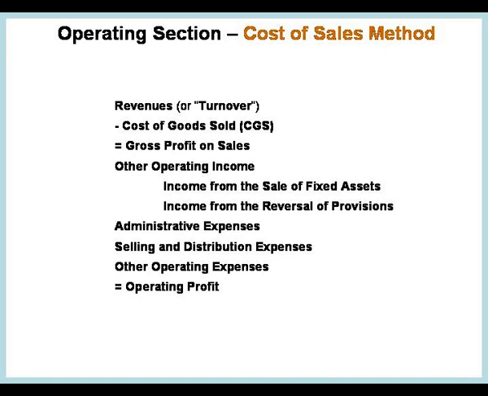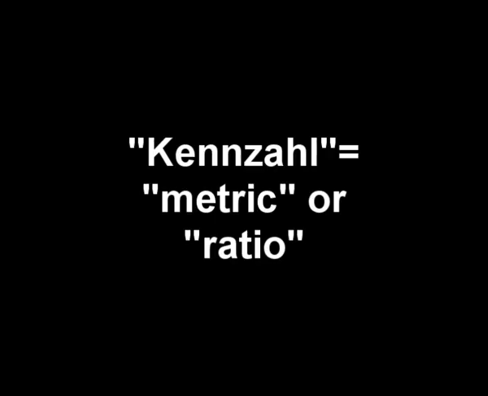Deducting the cost of goods sold from the revenues leaves us with the gross profit on sales, which is the English translation for Bruttoergebnis von Umsatz, and it's quite important because it's used for a lot of metrics or ratios, so it's used for a lot of Kennzahlen.